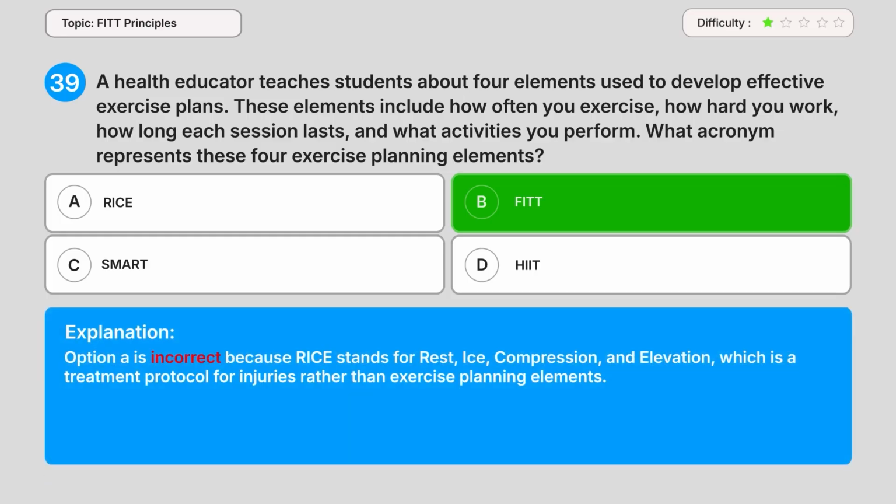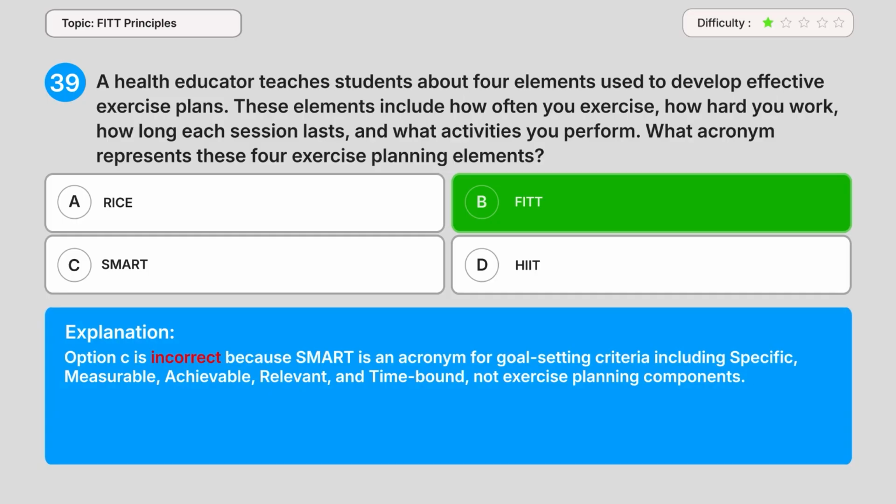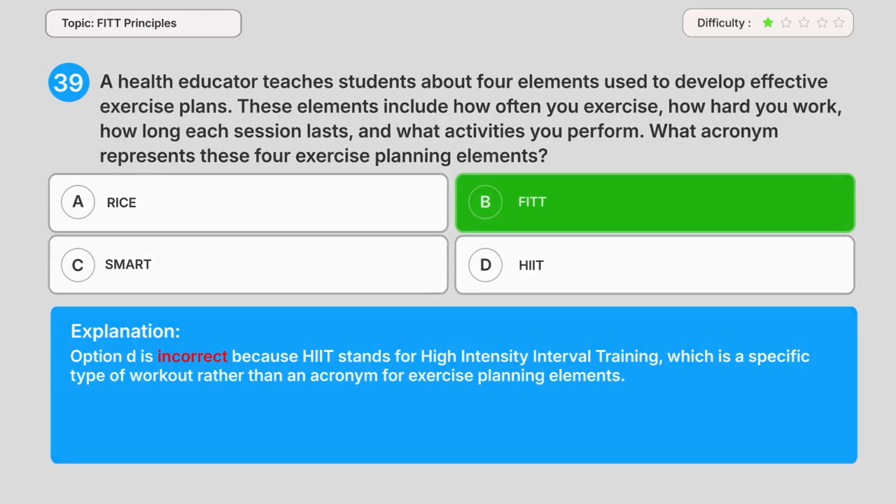Option A is incorrect because RICE stands for rest, ice, compression, and elevation, which is a treatment protocol for injuries rather than exercise planning elements. Option C is incorrect because SMART is an acronym for goal-setting criteria, including specific, measurable, achievable, relevant, and time-bound, not exercise planning components. Option D is incorrect because HIT stands for high-intensity interval training, which is a specific type of workout, rather than an acronym for exercise planning elements.